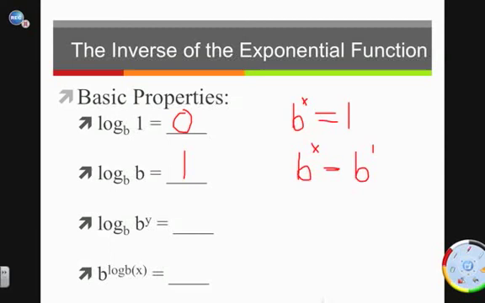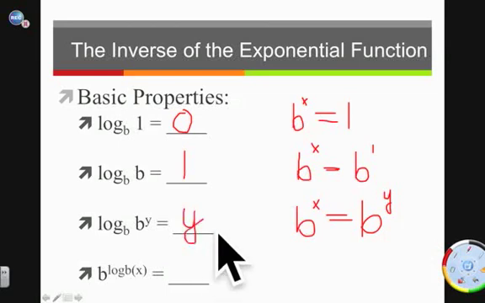And that actually goes right into the next property, saying log base b of b to the y power, whatever that exponent is on that b. And we just look at it like this. We say, okay, well, b to some power is equal to b to the y. Well, this statement shows that my exponents have to be the same. So that means this is actually just y. So log base 2 of 2 to the third is 3. And we can do this with anything. I'll show an example here in just a second of this type of property and a couple of other ones.